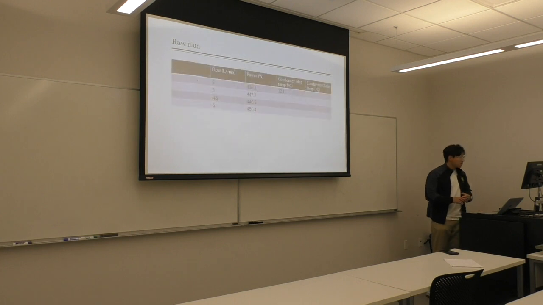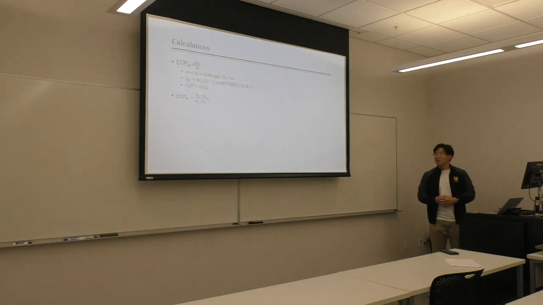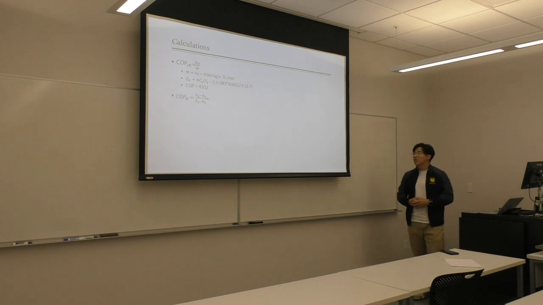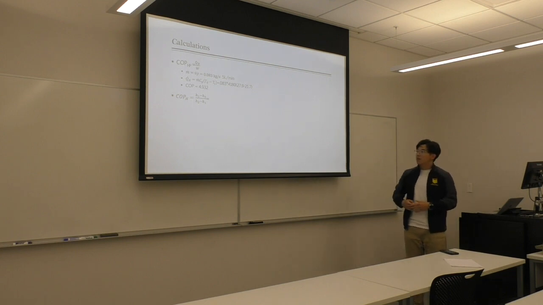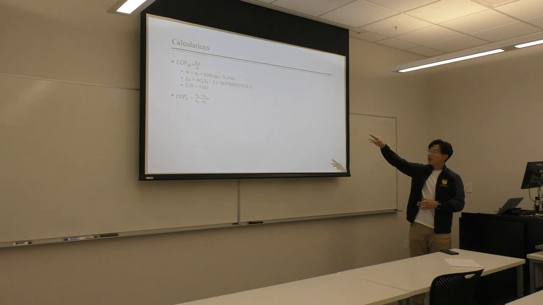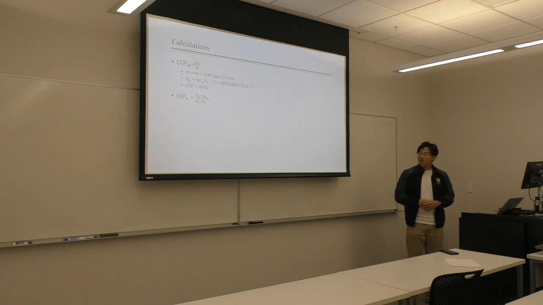Here's some of the raw data we have, and then a little bit of the calculations that we did. As you can see, there are 2 ways of finding the coefficient of performance. One is by calculating the heat using the constant CP. Here we have the flow rate of 5 liters per minute converted into kilograms per second, and we use that to find the heat. Then we multiply it out, and we're given the work. We divide by the total work, and we have a coefficient of performance of 4.932.